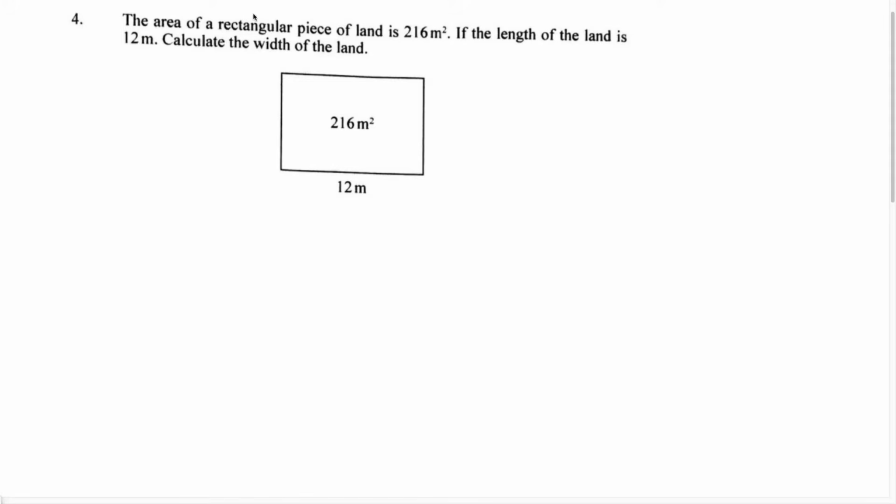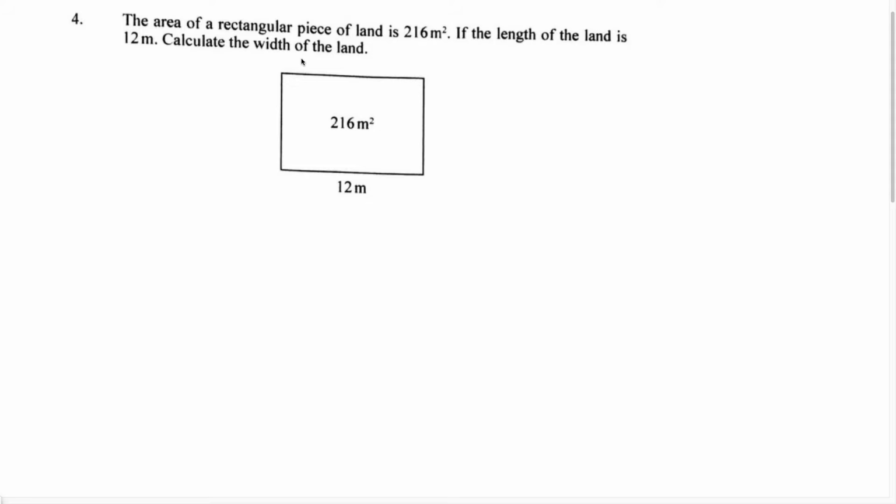This question says the area of a rectangular piece of land is 216 meters squared. If the length of the land is 12 meters, calculate the width of the land. What type of problem do you think this is? Let's read the question one more time. It says the area of a rectangular piece of land is 216 meters squared. If the length of the land is 12 meters, calculate the width of the land.